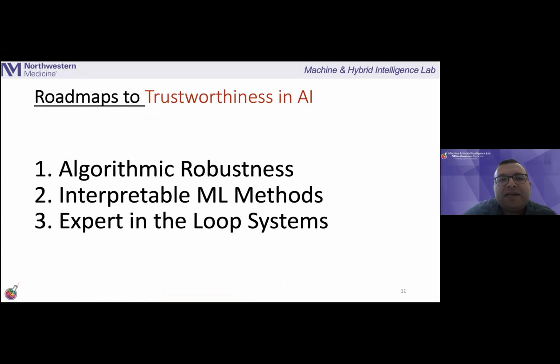So we defined the roadmap towards trustworthy AI for imaging-based diagnosis systems in radiology settings. We define three major steps. One of them is algorithmic robustness, which today's speakers talked about, and interpretable machine learning methods is the second one, which Oliver and other speakers mentioned. And today I'll try to show how we can include radiologists in the loop for this diagnosis.